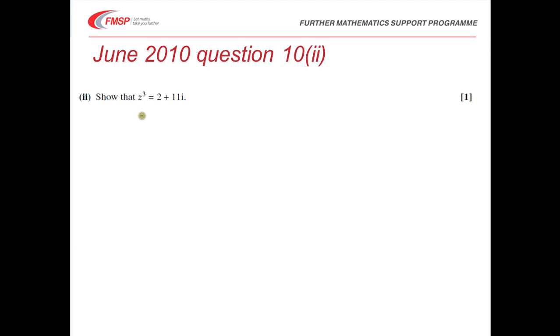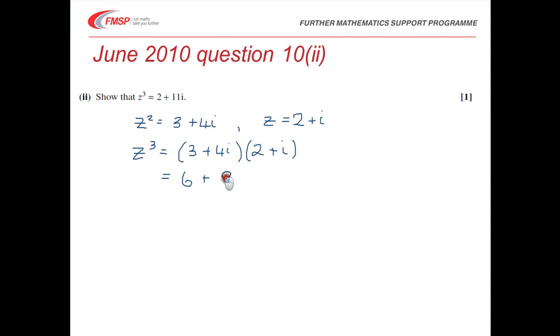cubed. So we know that z squared was equal to 3 plus 4i. We also know that z was equal to 2 plus i, which we just found. So z cubed, we can just multiply those together, and it's a show question, so I'll just do that carefully. So 6 plus 8i plus 3i minus 4, which is 2 plus 11i. So z cubed is equal to 2 plus 11i. So just 1 mark for that bit.